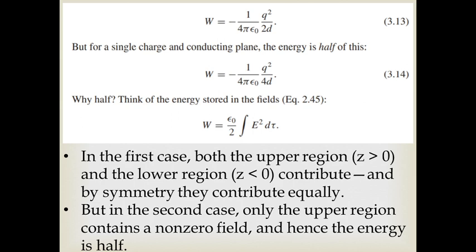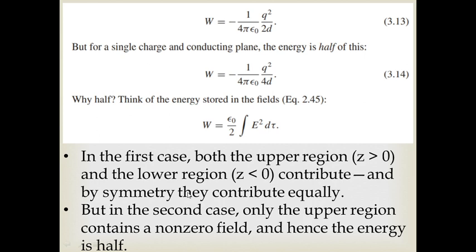Everything was the same, potential, electric field and force were the same in the two systems, but the energy is half. What is the reason? Because the energy is calculated from this formula: W is equal to 1 half epsilon 0 times the volume integral of electric field square d tau. So using this formula, we calculate the energy. In the first case, both the upper region z greater than 0 and lower region z less than 0 contribute, and by symmetry they contribute equally.